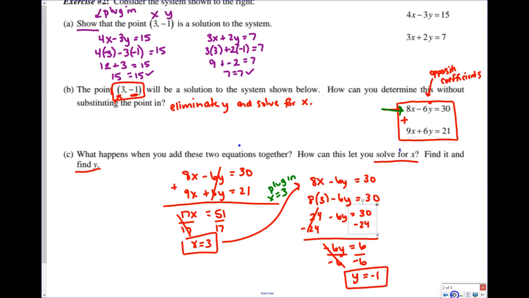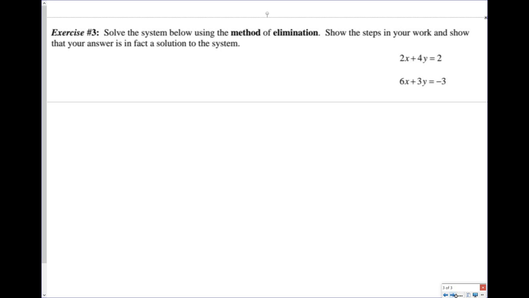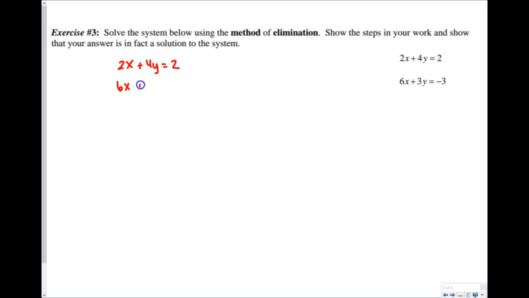Alright, let's take a look at the last exercise. This is a pretty short lesson because we get more into it in 8.4. So solve the system below using the method of elimination, show the steps in your work, and show that your answer is a solution. Now this is a little tricky, and I'm going to rewrite these here because it's weird they're listed over there. We have a problem because do we have coefficients that are opposites? No, 2 and 6 are not opposites, and 4 and 3 are not opposites.